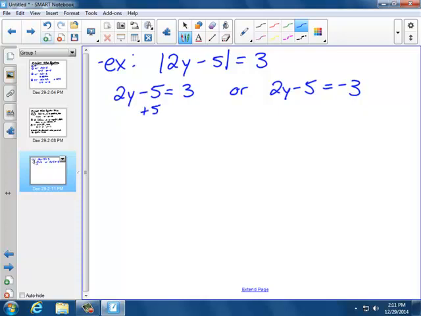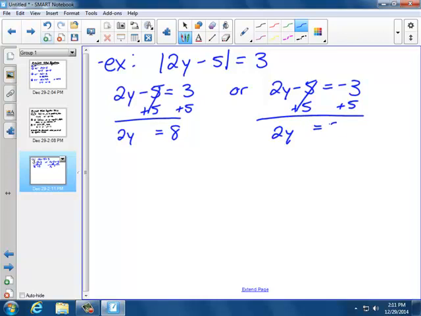And now I solve each of them. Add 5 to both sides, so 2y equals 8. And I might as well do the other one because it's going to be the same steps. Add 5 to both sides, 2y equals 2. In each case, divide both sides by 2. So y equals 4 or y equals 1.